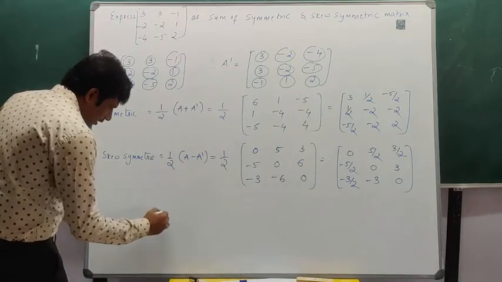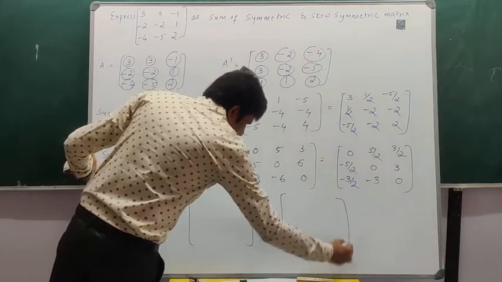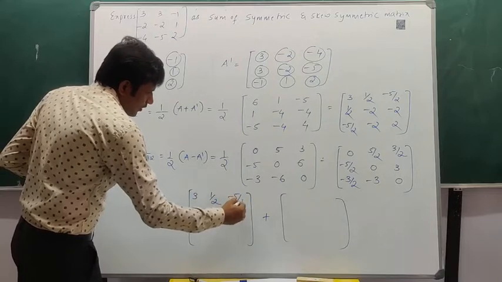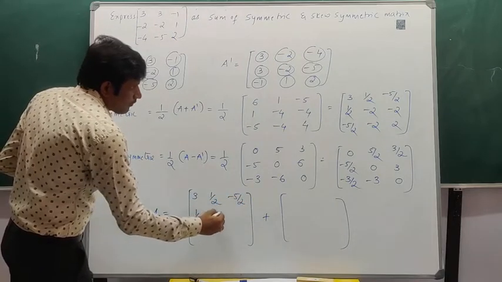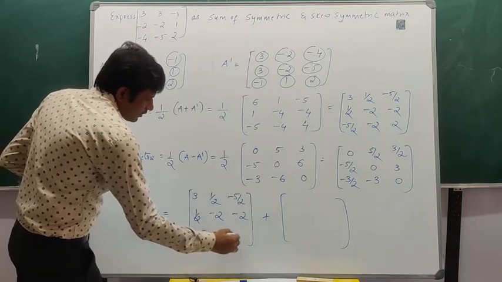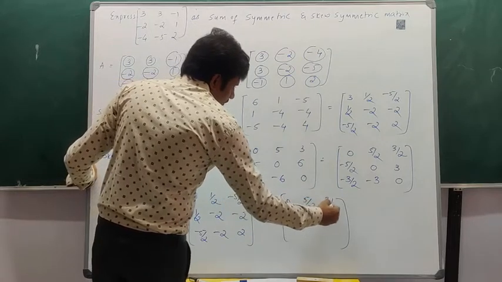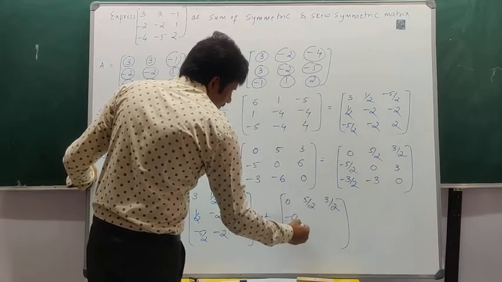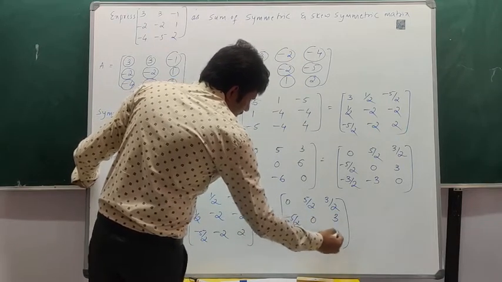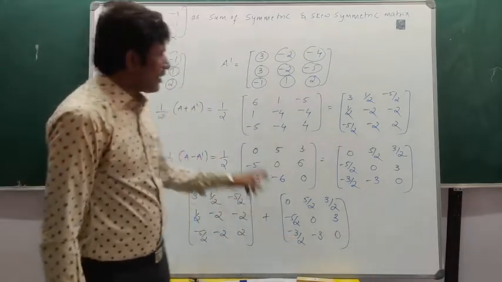Now finally, matrix A. First we have to write symmetric matrix plus skew symmetric matrix. What is the symmetric matrix? 3, 1 by 2, minus 5 by 2. Second row: 1 by 2, minus 2, minus 2. Then minus 5 by 2, minus 2, 2. Then the skew symmetric matrix: 0, 5 by 2, 3 by 2; minus 5 by 2, 0, 3; minus 3 by 2, minus 3, 0. This is the symmetric part and this is the skew symmetric part. If you add these two matrices, we should get matrix A.